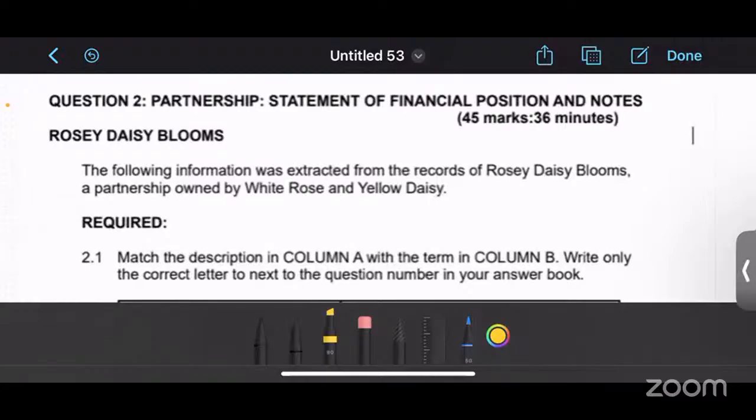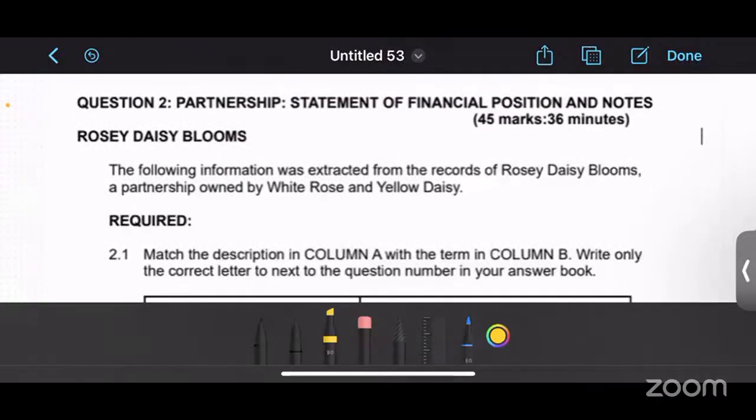So we're going to be doing partnership today. Statement of accounts and notes. We're going to be working with Rosie Daisy Blooms, right? That's the name of the partnership. The following information was extracted from the records of Rosie Daisy Blooms, a partnership owned by White Rose and Yellow Daisy.